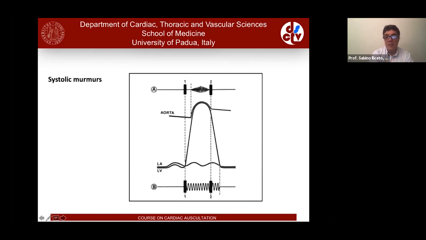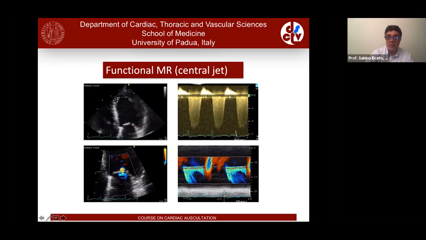The main differences of the two murmurs are represented by two key factors. The first, as we shall see, is the site of auscultation. For the aortic murmur, it is the aortic area. For the regurgitant mitral murmur, it is the mitral regurgitant area. And then also the quality of the sound is different. It is relatively hard for aortic stenosis, relatively soft for mitral regurgitation.